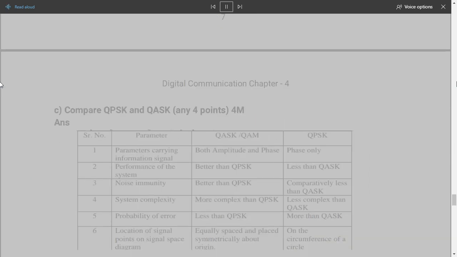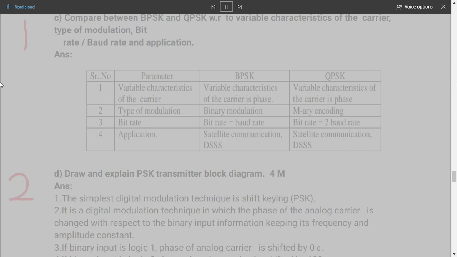C. Compare between BPSK and QPSK. The points of comparison are: variable characteristics of the carrier, type of modulation, bit rate/baud rate, and application.